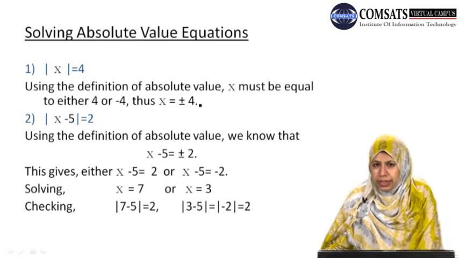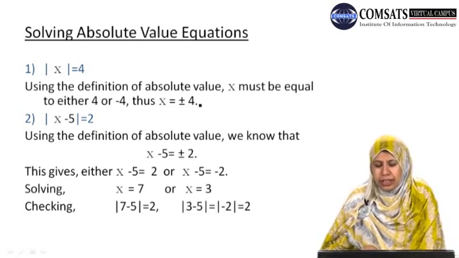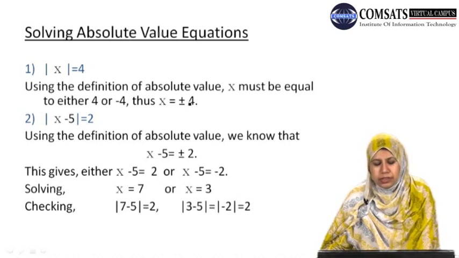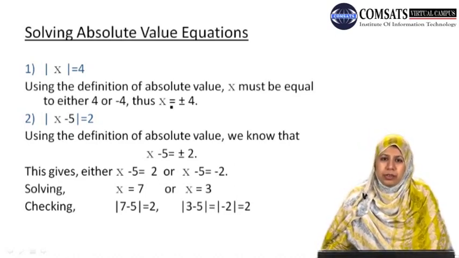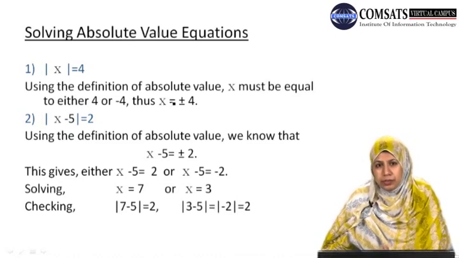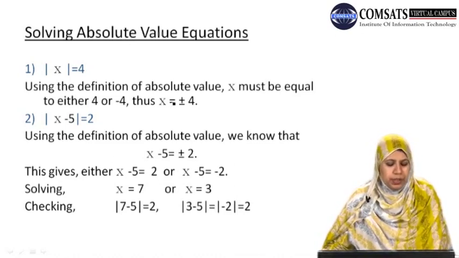That is, when x is on the right side of 0, x is equal to 4 units away from 0, and when x is on the left side of 0, x is equal to minus 4 units away from 0.